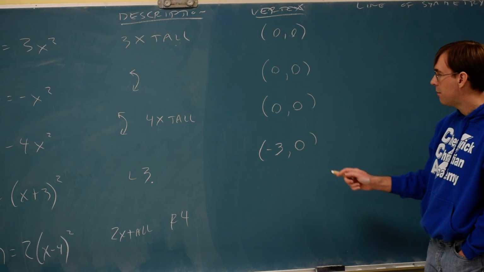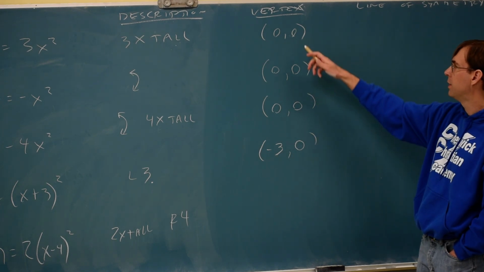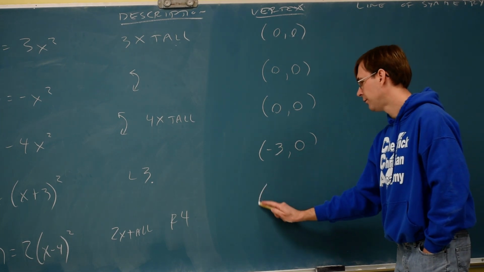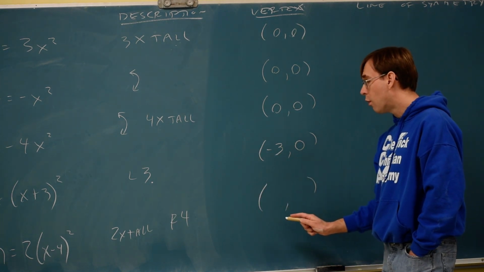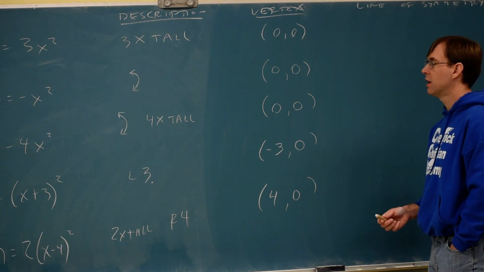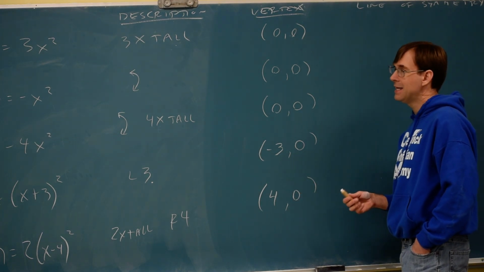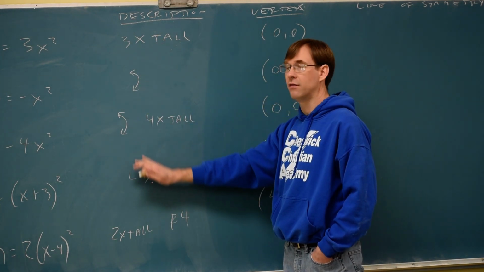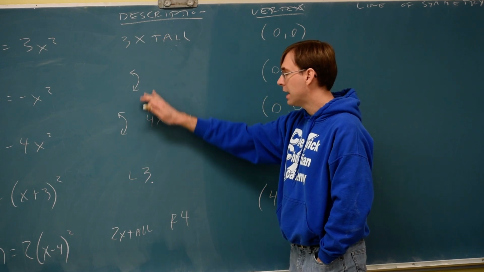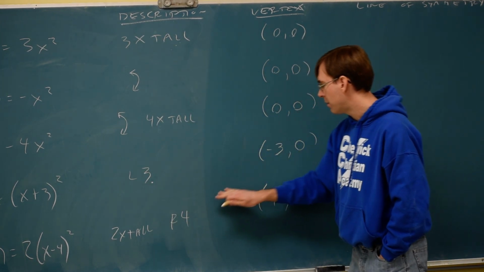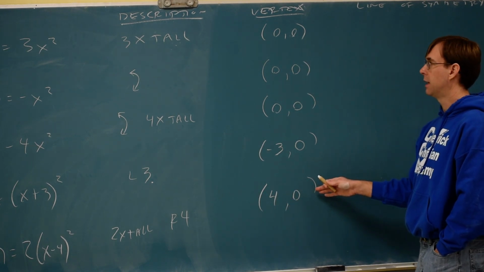If there were up-down motion in a future day, which there will be, then the second number would be something else, but not today. If we go right 4, we go 4, 0, and that's how we do the vertex. So the key thing, in my opinion, is the ability to write the description. We've been working on that for a few days now. If you can write the description, the vertex is going to be a right-left number, comma 0, every time.